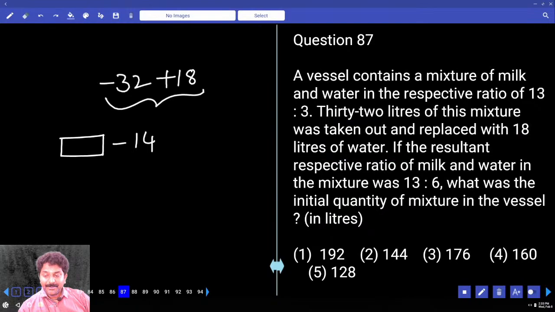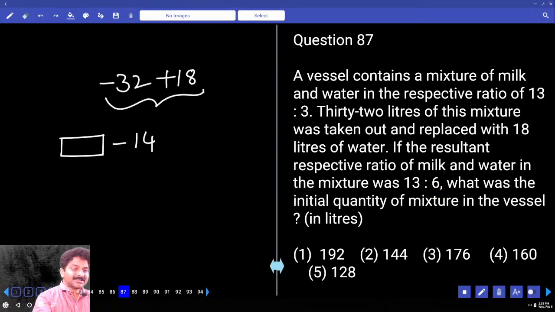In the final container, what is the ratio between milk and water? 13:6. How many parts are there? 19 parts. Should be a multiple of? When should it be a multiple of 19? After subtracting 14 from the total. Your answer is an option only. Go to options, subtract 14, verify if it is a 19 multiple or not. If you are comfortable with 19 multiplication, go for that approach.